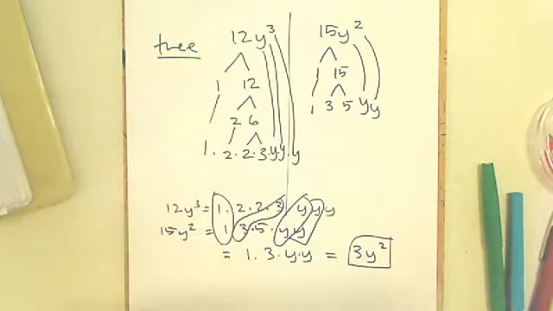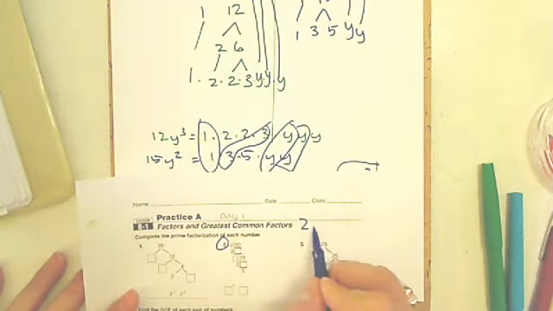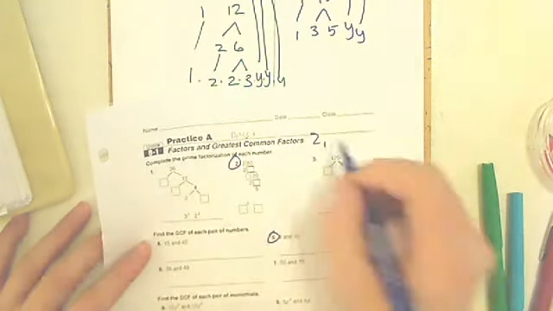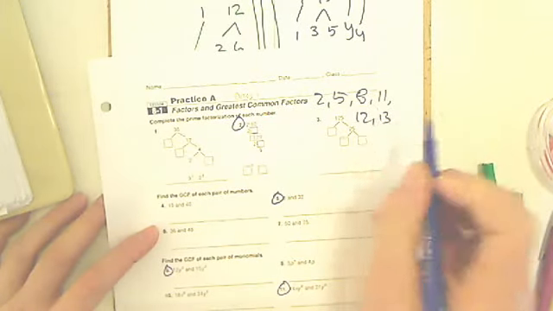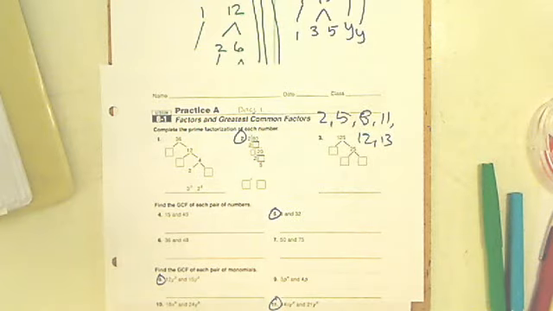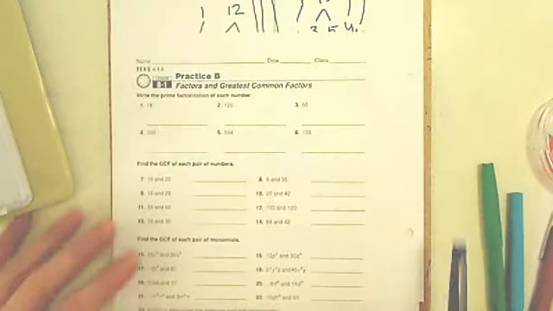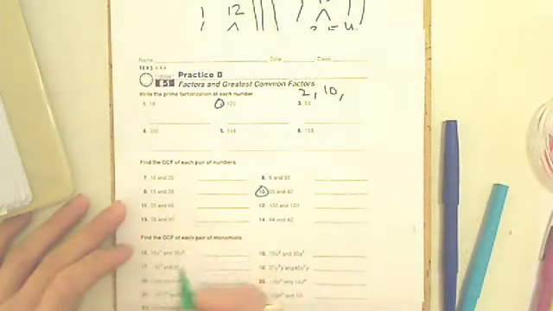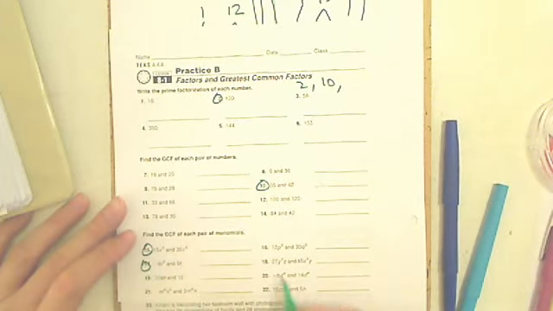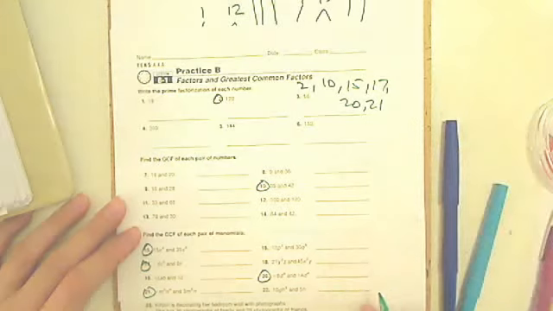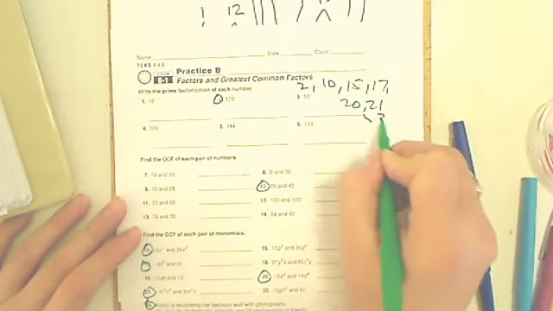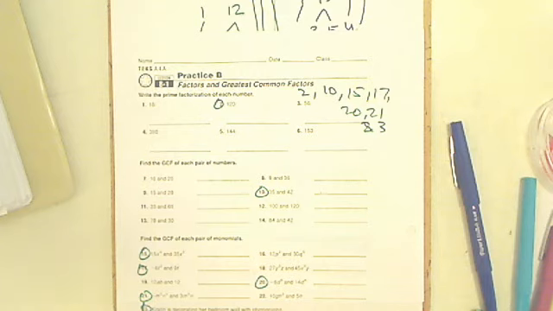Same thing. All right, on the prop for homework, let's do numbers 2, 5, 8, 11, 12, and 13 in the front. On the back page, there's some negatives I want to get to here. Number 2, 10, 15, 17, 20, 21, and 23.